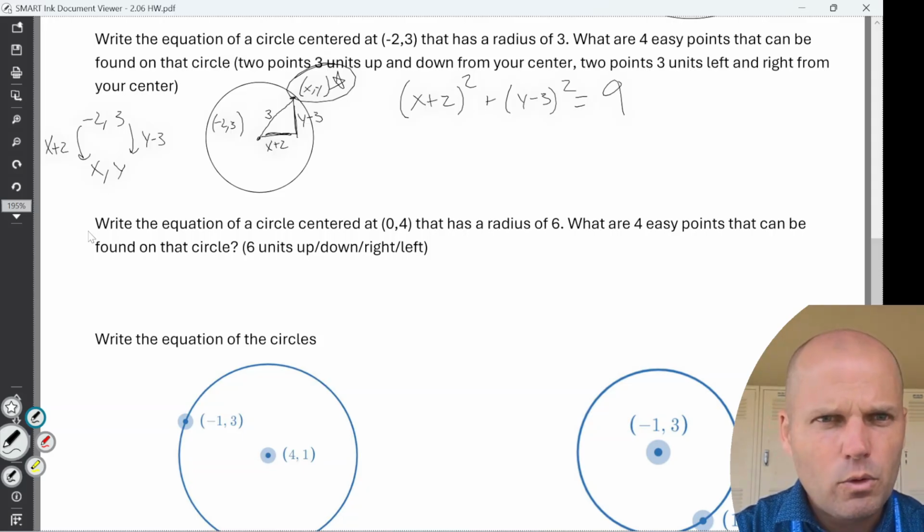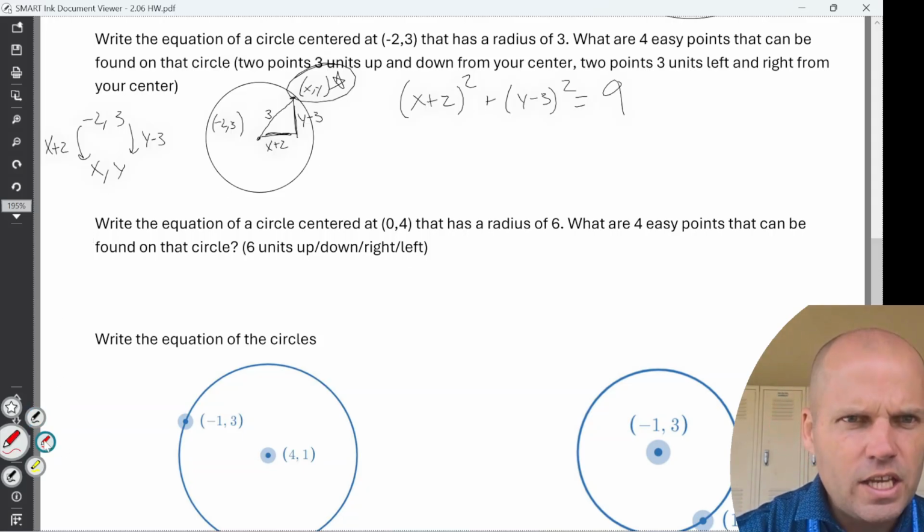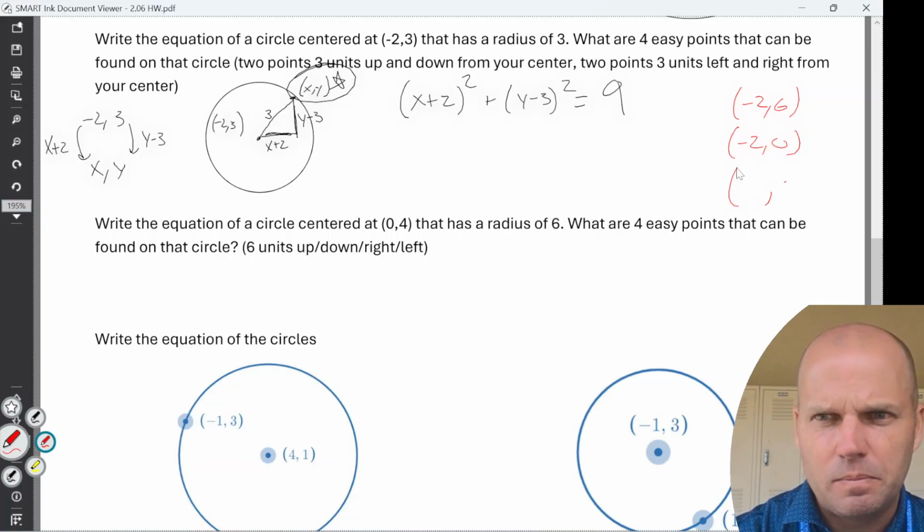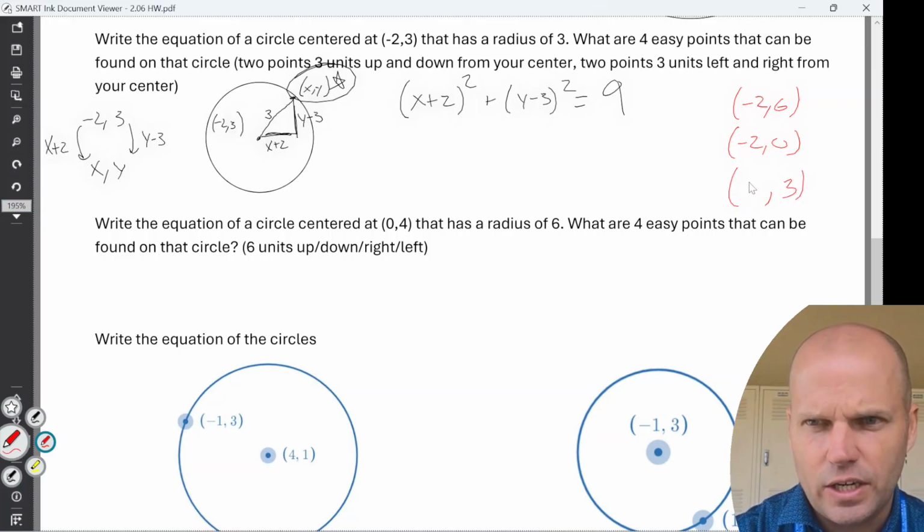And then, what would be the 4 easy points? Well, we could go up 3, down 3. So up 3 would give us (−2, 6). Down 3 would be (−2, 0). Left 3, right 3 would be adding and subtracting 3 from the x. So I'd get (1, 3), and I'd get (−5, 3).